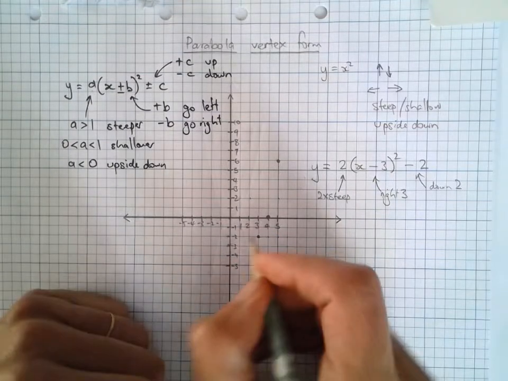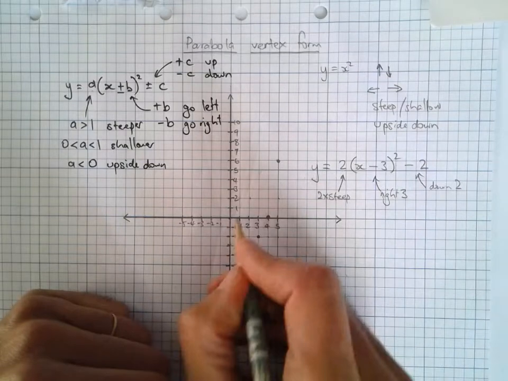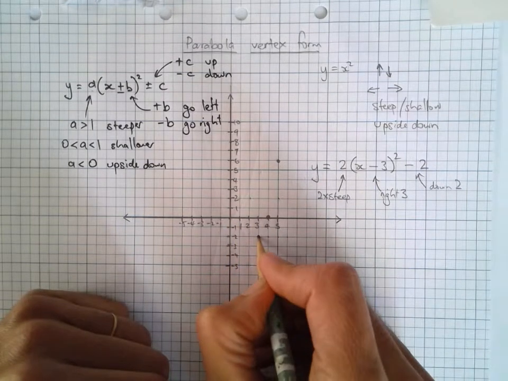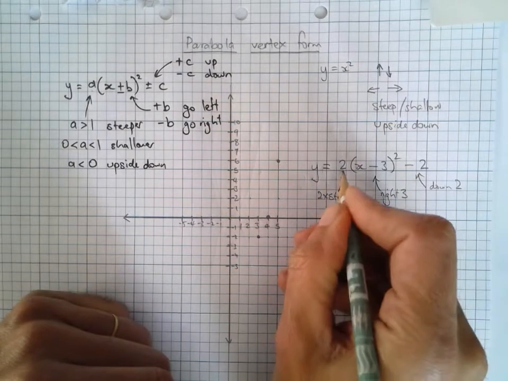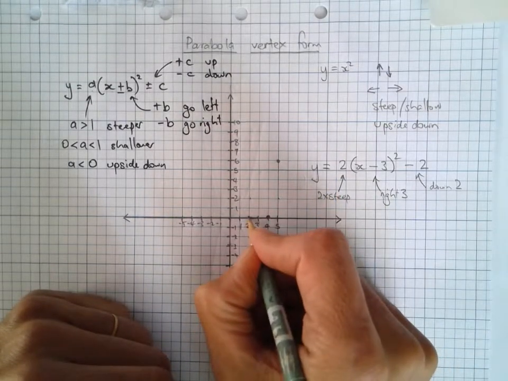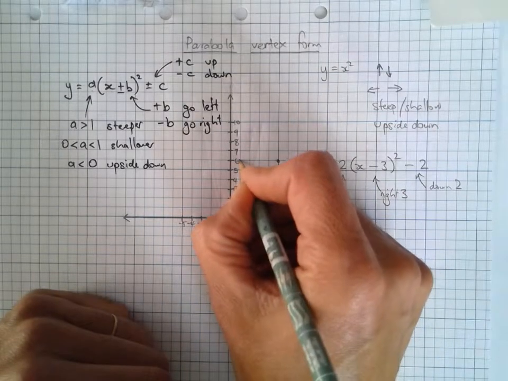Similarly, from my vertex, remember I took my vertex from here and I moved it across 3 to the right and down 2. I'm going to go across 1 left, and instead of going up 1, I'm going to go up twice as much. Instead of 1, I'm going up 2. Across 2, and instead of going up 4, I'm going up 8.